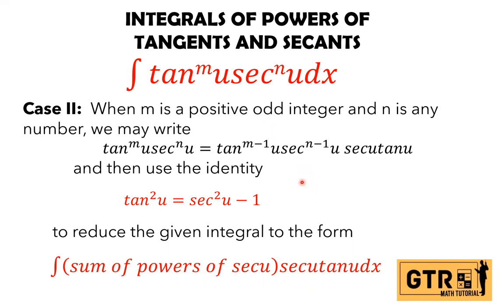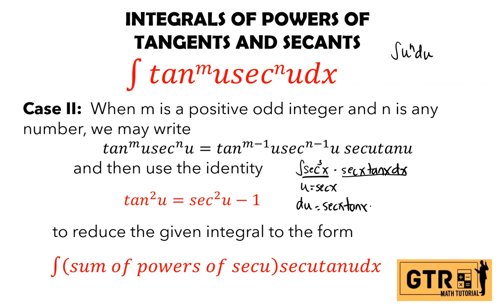For example, if we have the integral of secant cubed 3x times secant x tangent x dx, we have powers of secant and then secant x tangent x. So it is in the form integral of u to the n du, because our u here is secant x, and the differential of secant is secant x tangent x dx, which is this term. The answer is just add 1 to the exponent. So the final answer is secant to the 4th x over 4 plus c.